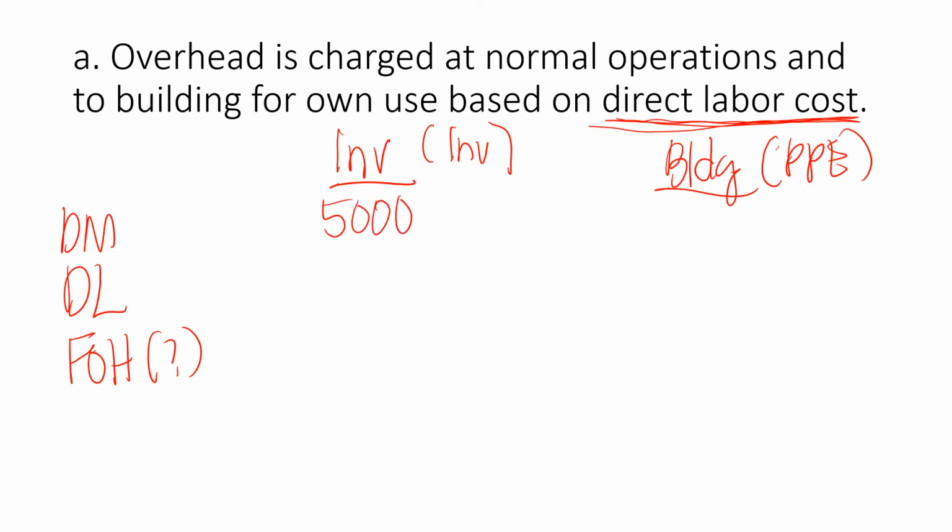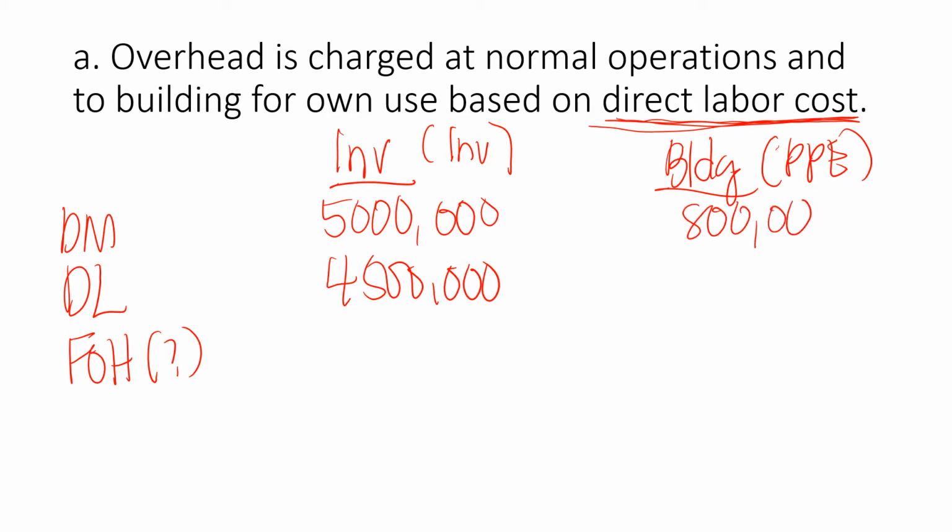So, 5 million yung for clients, and direct labor is 4,500,000. For PPE, so ang actual cost is 800,000 for direct materials. For direct labor, this is 500,000. So, ang question lang, paano natin allocate yung 6 million na factory overhead?